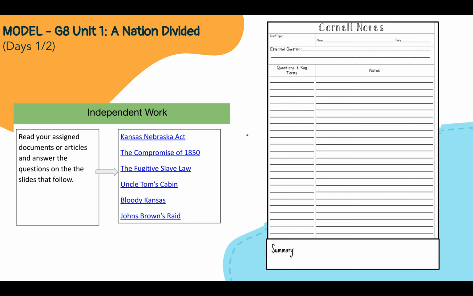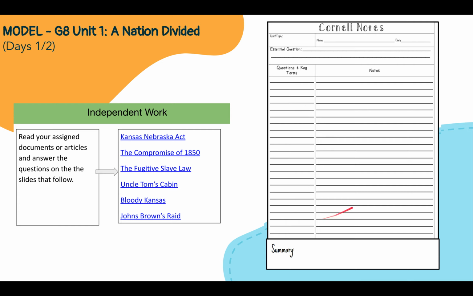If this is the first time they're seeing this format or style of writing, then I would model with a topic that's known to everybody, such as dogs, for example. Have everybody watch a video, and then I'll model the way to use this organizer by using that video.